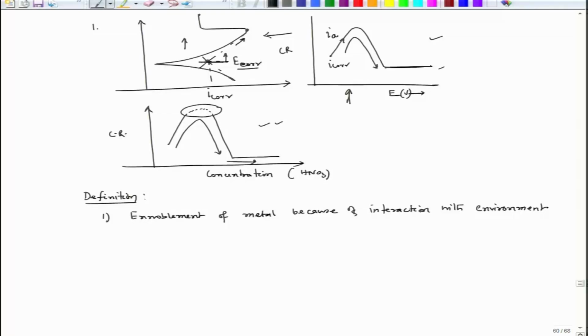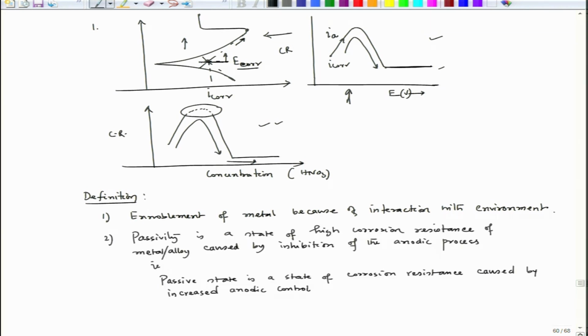For example, if platinum is acting as a cathode, it does not mean that platinum is depositing because a cathodic reaction is taking place. There could be cathodic reactions other than platinum dissolution. In that case, that cathodic reaction has a higher potential. So, it is a noble potential as compared to the active metal, which has lower potential. So, here we could see that the potential is increasing. That is why we are saying this is ennoblement of metal because of interaction with environment.